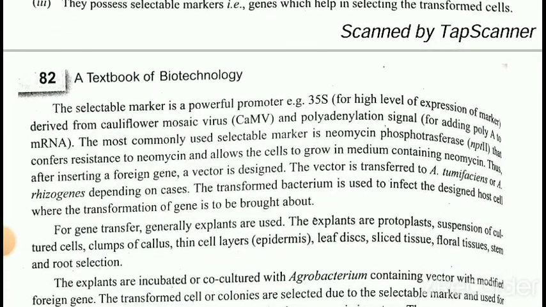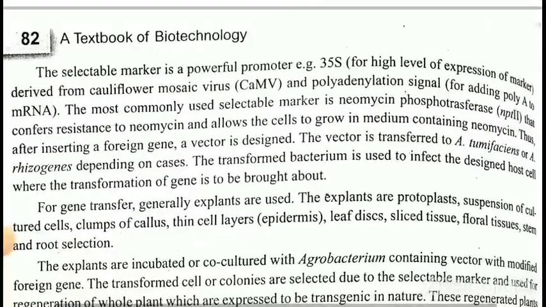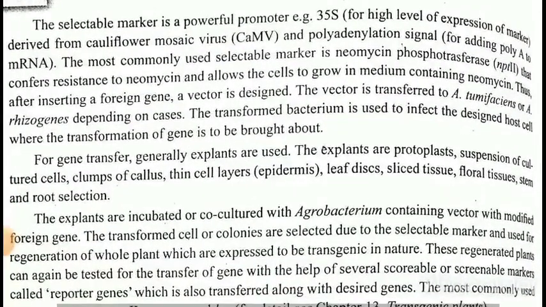The selectable marker has a powerful promoter, e.g., 35S, derived from cauliflower mosaic virus (CaMV), for high level of expression, and a polyadenylation signal for adding poly-A to mRNA. The most commonly used selectable marker is neomycin phosphotransferase (NPT II), that confers resistance to neomycin and allows the cells to grow in medium containing neomycin. Thus, after inserting a foreign gene, a vector is designed. The vector is transferred to A. tumefaciens or A. rhizogenes depending on the case.